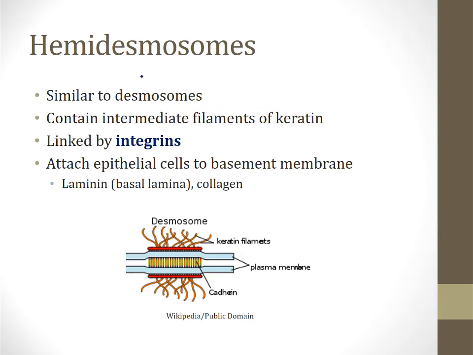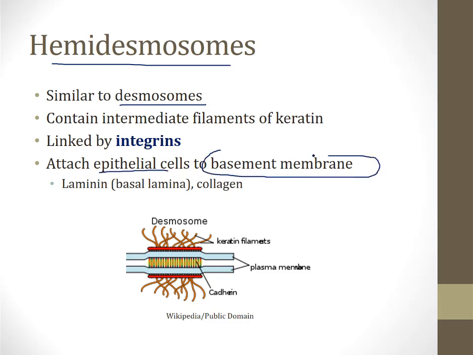So we talked about desmosomes and how those are spots where two epithelial cell membranes are joined together. A related structure is the hemidesmosome. These are similar to desmosomes, but instead of linking epithelial cell membranes together, they attach epithelial cells to the basement membrane. These hemidesmosomes contain intermediate filaments of keratin, just like desmosomes, but instead of linking the filaments through cadherins, like shown in this drawing here, they are linked by structures called integrins, which are also proteins.